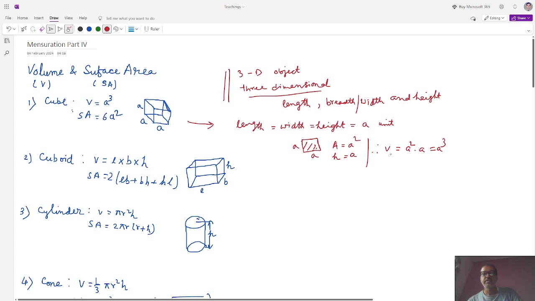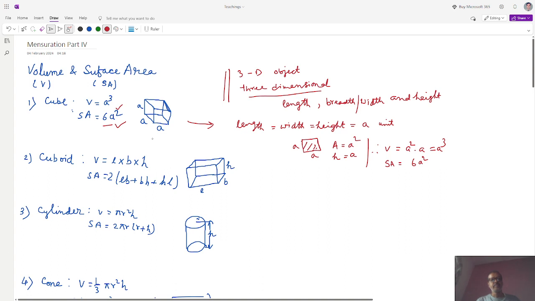And there are 6 surfaces, and all surfaces are of square area. So the total surface area SA will be 6 a square. Understand? So volume of a cube is equal to a cube, and the surface area of a cube is equal to 6 a square.